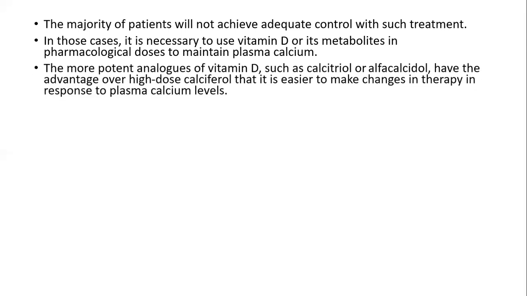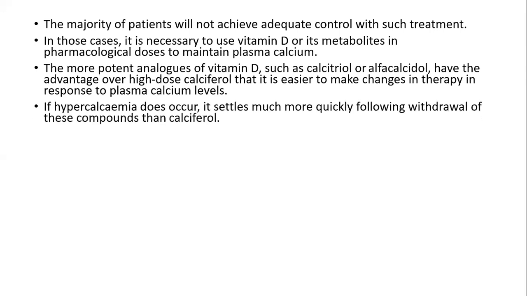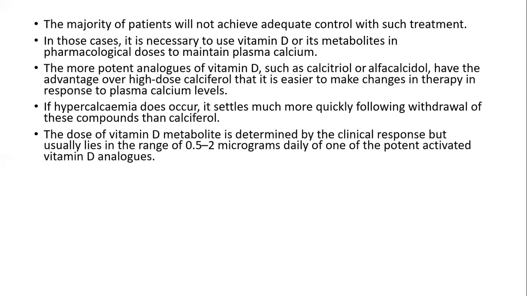The more potent analogs of vitamin D, such as calcitriol or alfacalcidol, have the advantage over high-dose calciferol that it is easier to make changes in therapy in response to plasma calcium levels. If hypercalcemia occurs, it settles much more quickly following withdrawal of these compounds than calciferol. The dose of vitamin D metabolites is determined by the clinical response, but usually lies in the range of 0.5 to 2 micrograms daily of one of the potent activated vitamin D analogs.